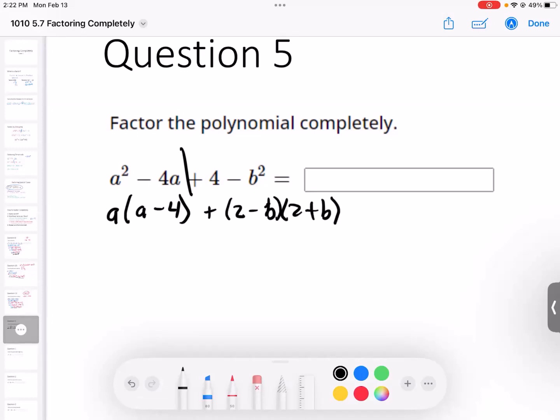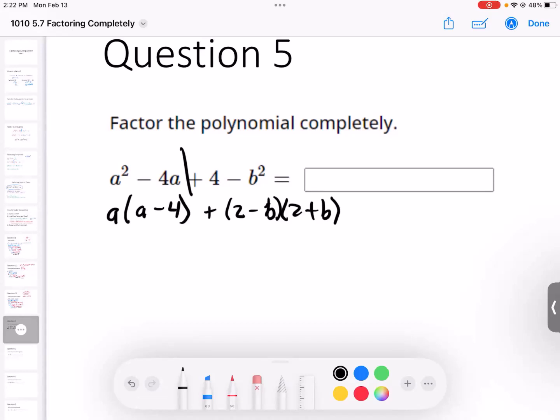However, this doesn't really help because once we have them in these 2 groups, the 2 groups don't have anything in common. This has an A and an A minus 4, but this one has a 2 minus B and a 2 plus B. So you can't continue this process any further because the groups don't have anything in common. So it was a good try, and it's what you would typically want to do if you have 4 terms, because a lot of the time it will be a polynomial that can be factored by grouping, but in this case, it didn't end up working out.